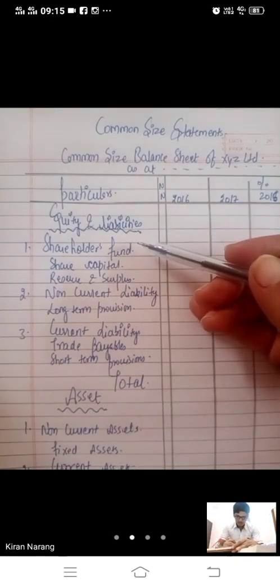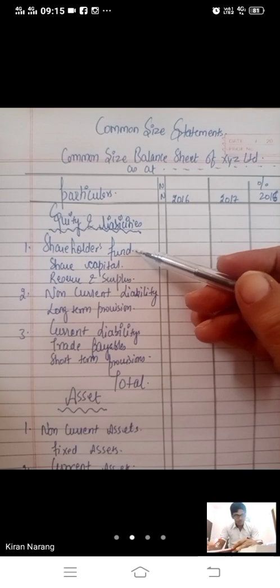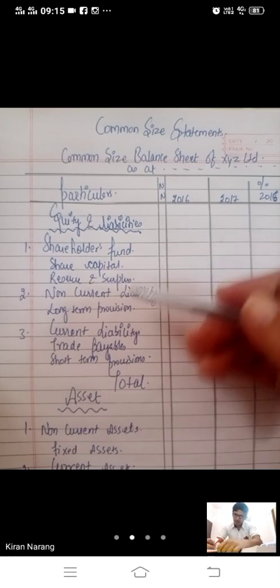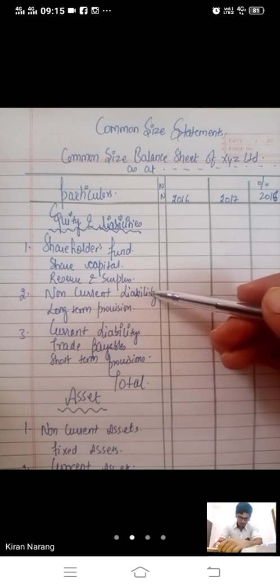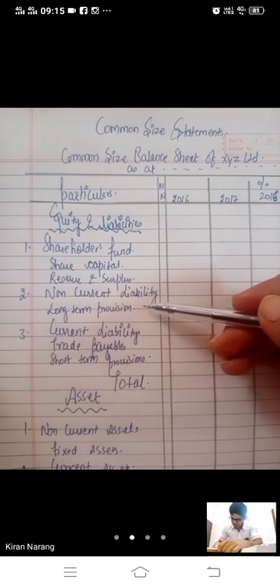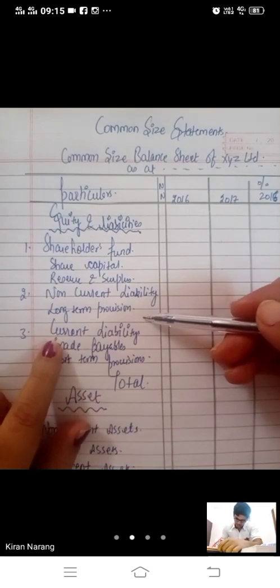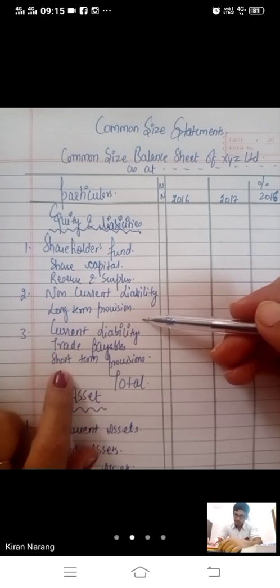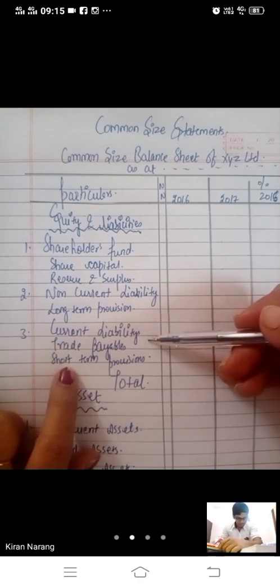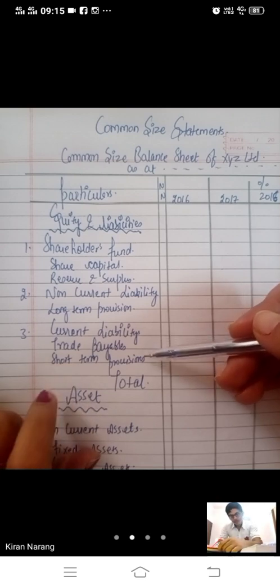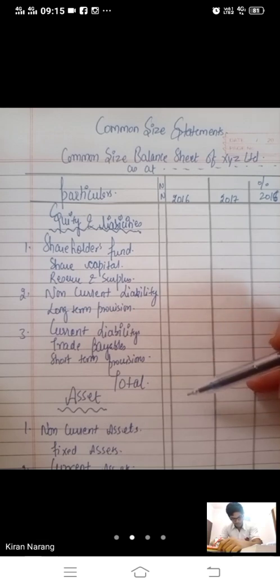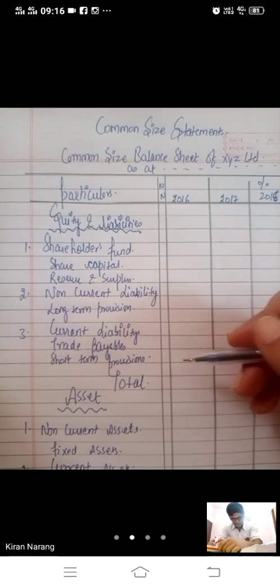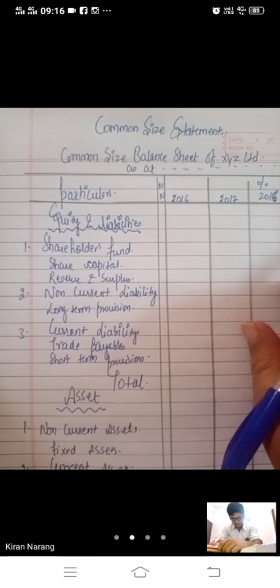Equity and liability, shareholders fund. The first main heading is shareholders fund. Subheadings are share capital, reserve and surplus. Second main heading is non-current liability, and its subheadings are long-term provision, long-term borrowing, anything. Then third main heading is current liabilities: trade payables, short-term provisions. Trade payables includes creditors and BP, then total. This is the liability side of the balance sheet. It is quite similar to the comparative statements.